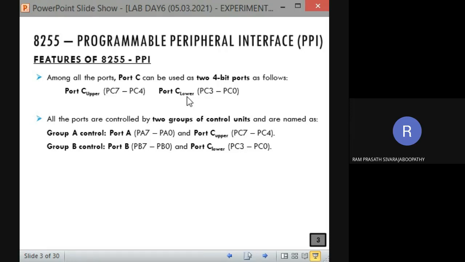Fine. These ports can be controlled with a circuit. Internally there is a block available. So it is going to have 2 group of control unit. So one group control, group A control, port A and port C upper. What about group B? It control port B and port C lower. Fine. These things and all you have to know so that you can able to write program. Fine. So இந்த விஷயங்கள்ல தெரியாம program எழுத முடியாது. Fine. Is it clear now? Up to this clear?